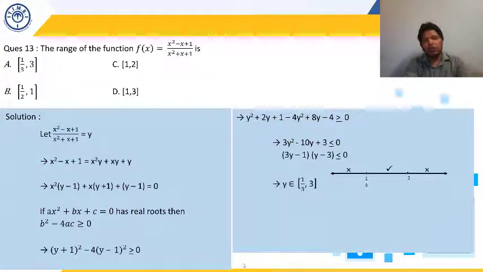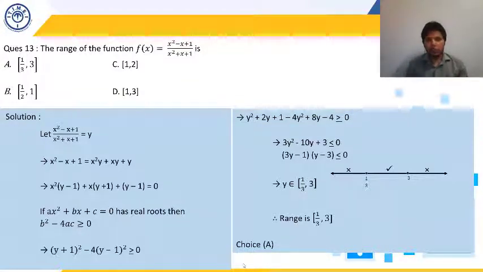So we have discussed all this in the inequality chapter, I hope. So y belongs to 1 by 3 to 3. Why closed brackets here? Because the equal to sign is also there. So we can take 1 by 3 and 3 also. So option A is going to be your answer here. Range is 1 by 3 to 3.